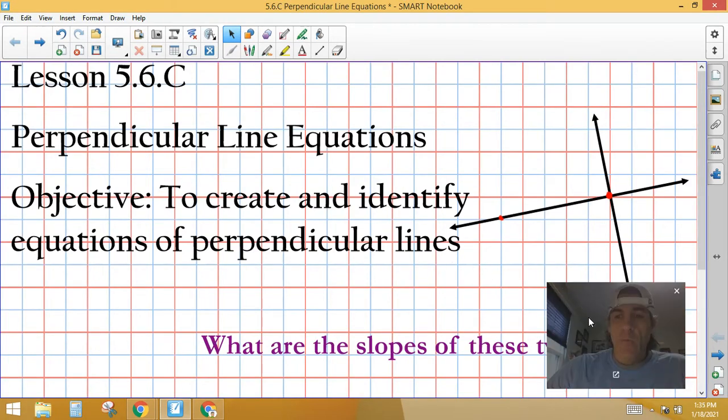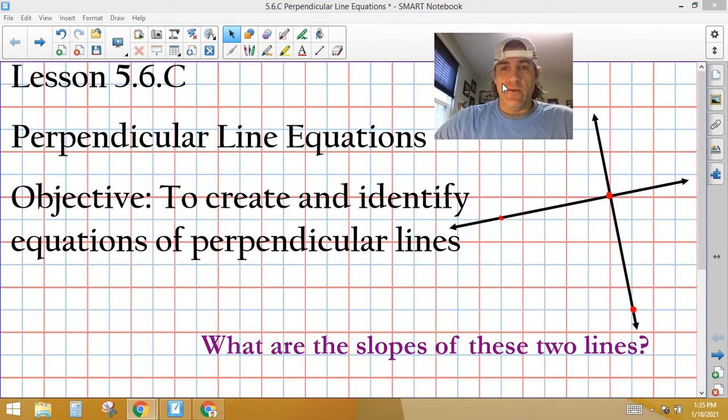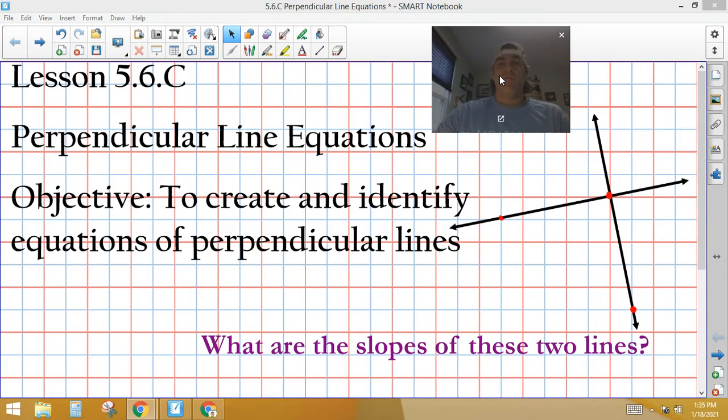Hey guys, we're on 5.6C, which is perpendicular line equations. Never know where to start myself. And our objective with this is to create and identify equations of perpendicular lines. So if you're not familiar with the term perpendicular, I'll go over that. But for now, this is an example of perpendicular lines.